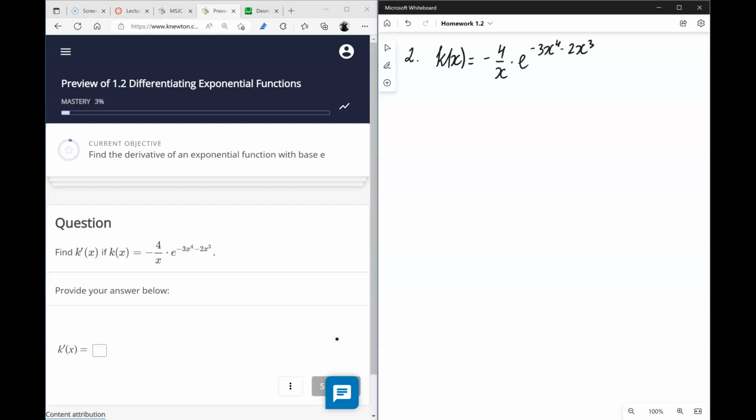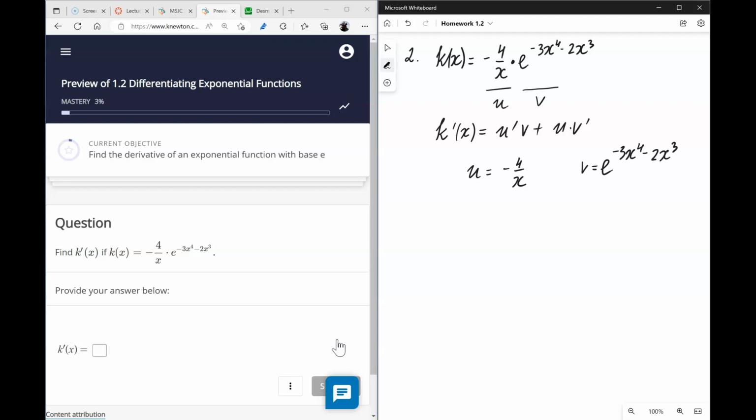In this case, we want to recognize right away that we have a product, and we're going to treat this as a product of two functions. So our answer will be u prime v plus u v prime. And u is negative 4x, v is e to the negative 3x to the power 4 minus 2x cubed.